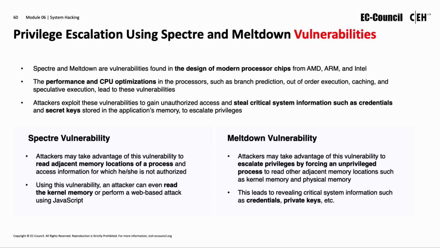So if you look at the Spectre one here on the left, let me get my laser pointer working here. They can read adjacent memory locations and get unauthorized access, read kernel memory, etc. Web-based attacks using JavaScript are possible with Spectre. And over here on Meltdown, they can get unprivileged access, forcing an unprivileged process to read adjacent memory. And they can get private keys or credentials, etc. So right now, virtually every computer has that. In fact, your computer is probably running slower right now because it's patched.